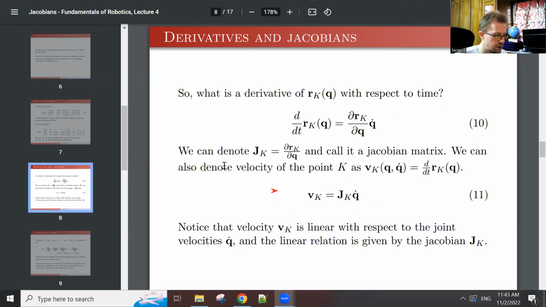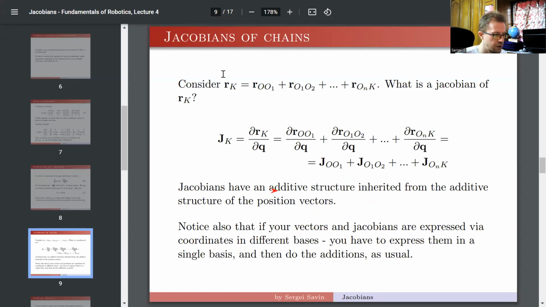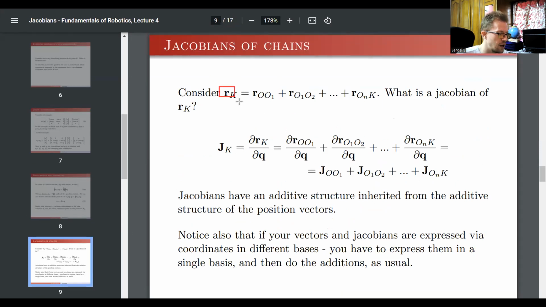Now, one more thing to think about is additive structure. So consider RK. RK can be found as transition from origin of the world to O1, plus transition from O1 to O2, plus transition, etc., plus transition from some ON to K. So we can find position of K by saying, okay, we go from origin to O1, then from O1 to O2, then from O2 to O3, then from O3 to O4, then from O4 to K. So we can always find a position of K by adding a bunch of vectors together.